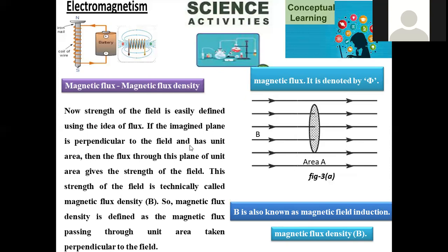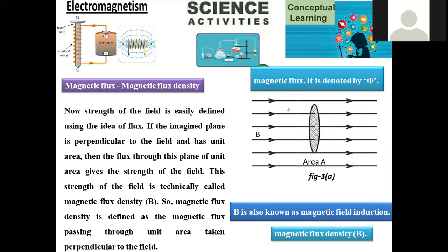If the imagined plane is perpendicular to the field and has a unit area, the flux through this plane of unit area gives the strength of the field. What is the relation between the flux and the strength of the magnetic field? Let us correlate both. The flux through the plane of unit area gives the strength of the field within this area.